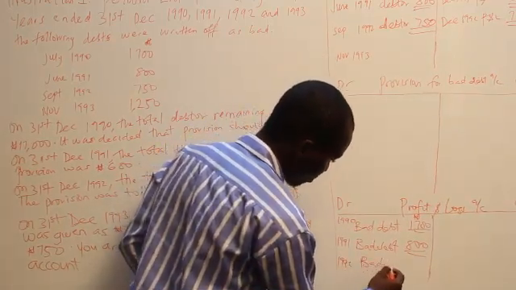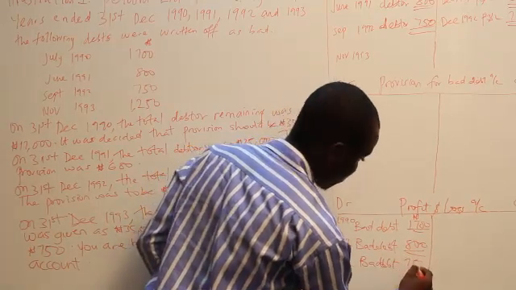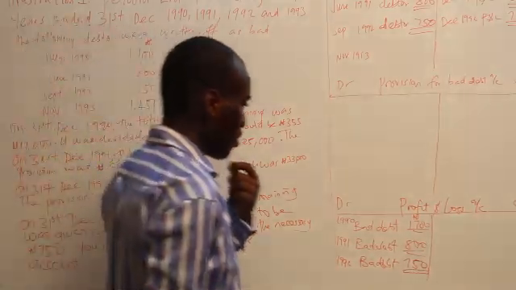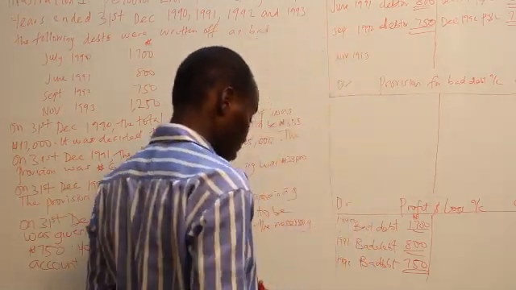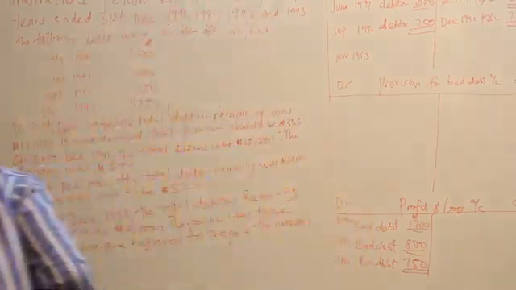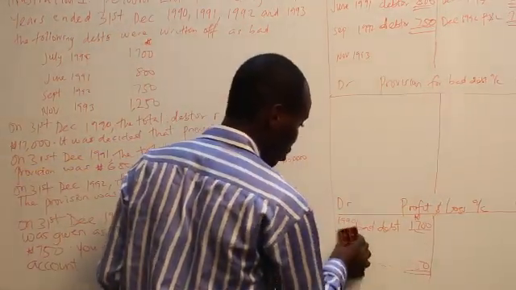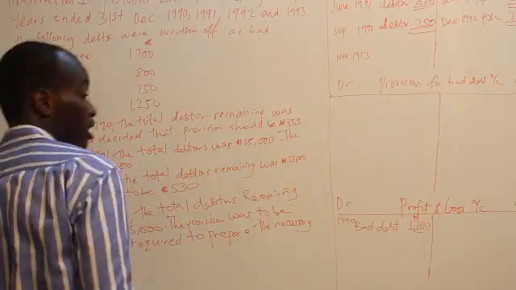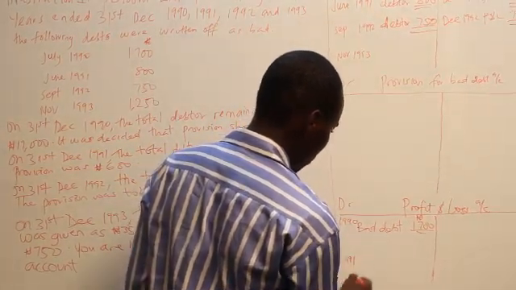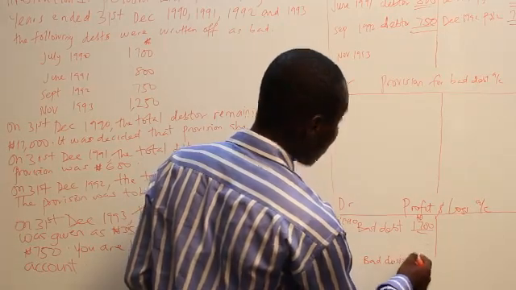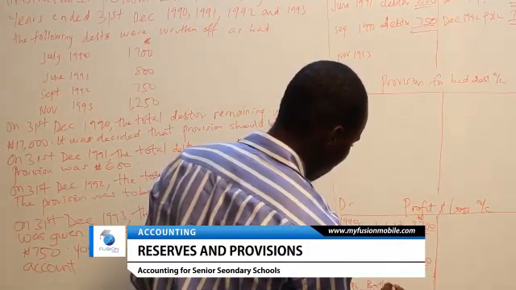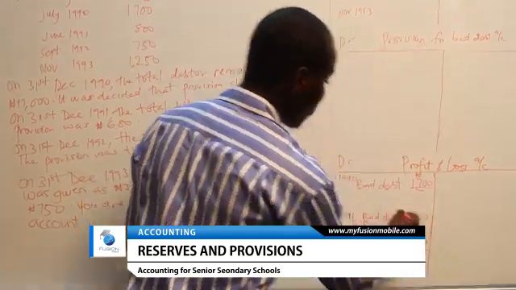So we're going to have our bad debt, which is going to be 750, to be transferred. There should be some space because we can still have maybe provisions later. So 1991 bad debt, which is 800. 1992 bad debt, which is 750. So when we have provision, we can insert the provision there.